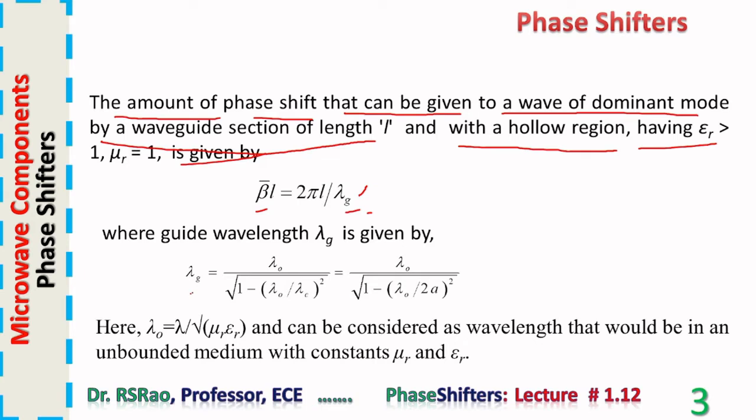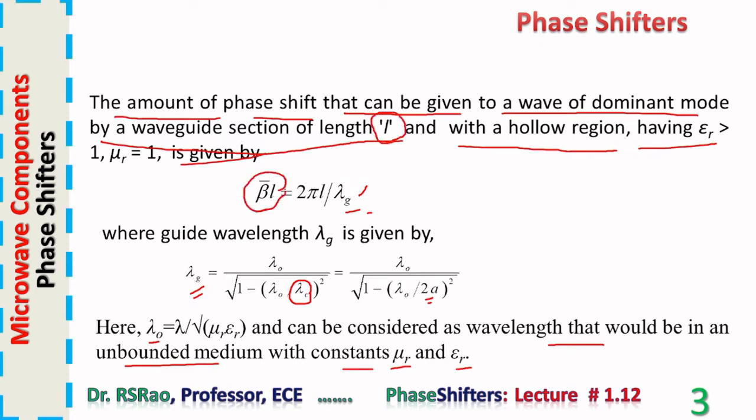The expression for guide wavelength is lambda naught by square root of 1 minus lambda naught by lambda c whole square. Lambda c can be replaced by 2a when the wave is in dominant mode. Here lambda naught is lambda by square root of mu r epsilon r and can be considered as the wavelength that would be in an unbounded medium with constants mu r and epsilon r. So the basic point is the amount of phase shift that occurs in the wave when it travels a length L in a waveguide is given by this formula.